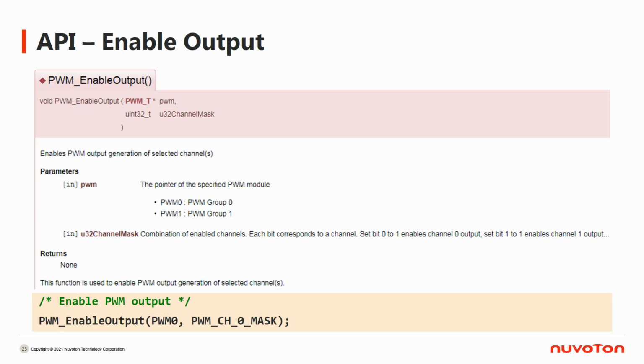After all the settings of a PWM channel has done, there is one more API to call to enable the channel to output the pulse generation. The API is PWM Enable Input. After calling this API for a PWM channel, the channel will start to generate and output the pulse by its setting.